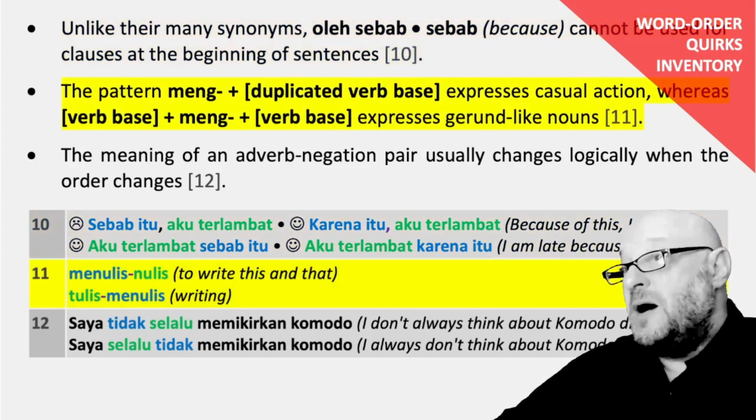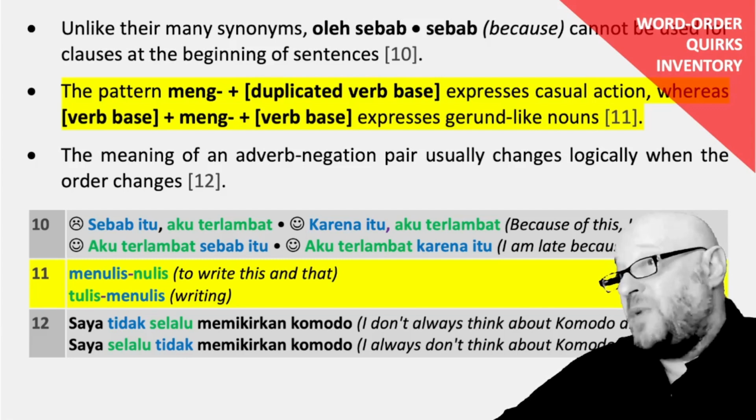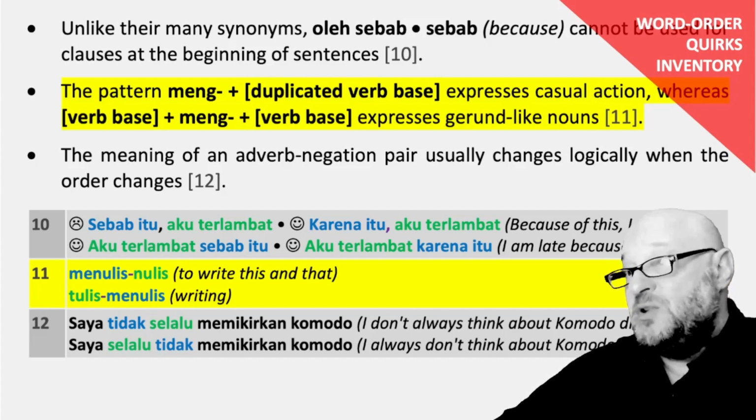The pattern meng plus duplicated verb base expresses casual action, whereas verb base meng verb base expresses gerund-like nouns. Example 11, menulis-nulis means to write this and that, whereas tulis-menulis means writing.